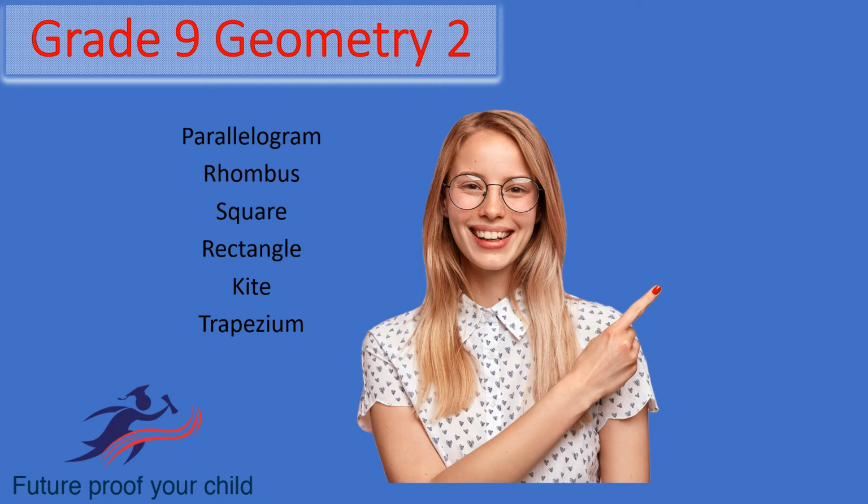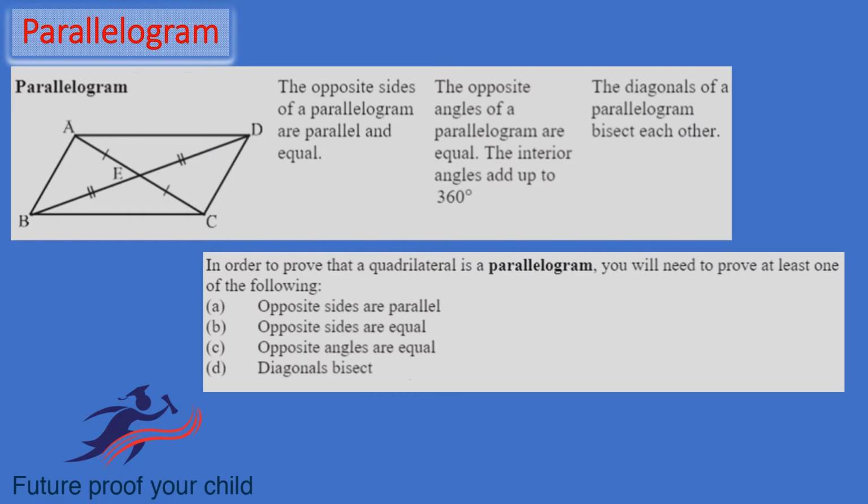Welcome to the second video on grade 9 geometry, and I'm going to concentrate on the parallelogram, rhombus, square, rectangle, kite and trapezium. Before we start with some examples, it is very important for you to know the properties of a parallelogram. So here's the picture.